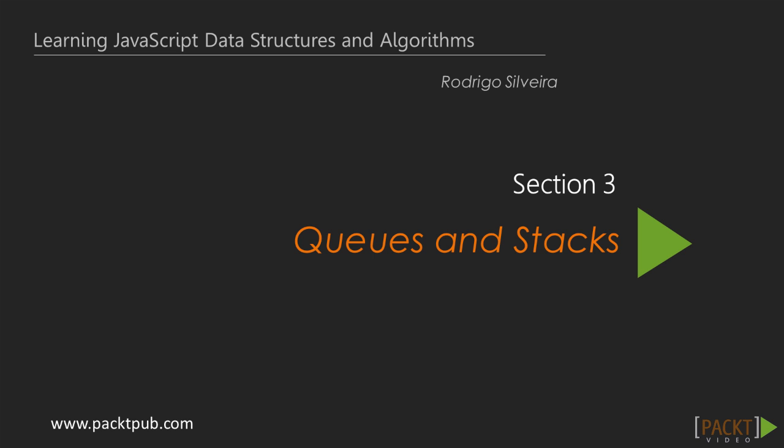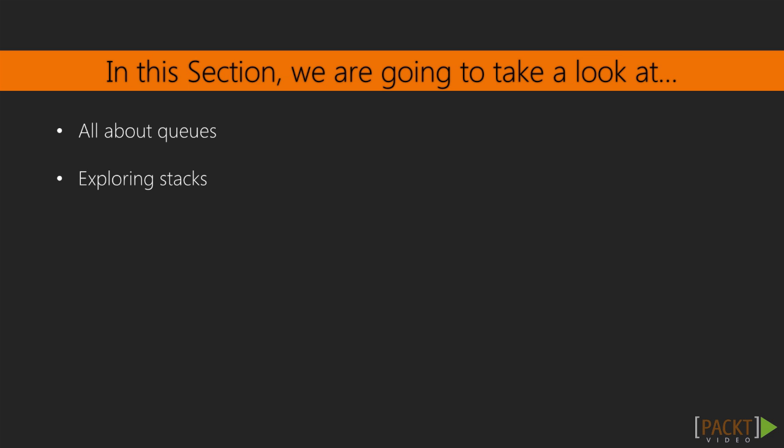In the last section, we covered three types of collections: arrays, linked lists, and sets. This is the first video of section 3, where we'll talk about two special kinds of lists, queues and stacks. First, we'll cover queues, which are lists that enforce the first-in, first-out rule. Items that are inserted into the list first are used or removed from the list first. Next, we'll talk about stacks, which are lists that enforce the last-in, first-out rule.